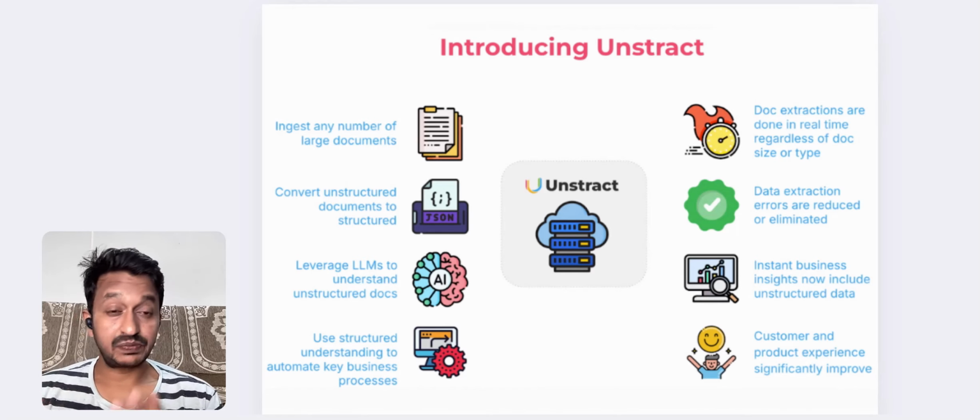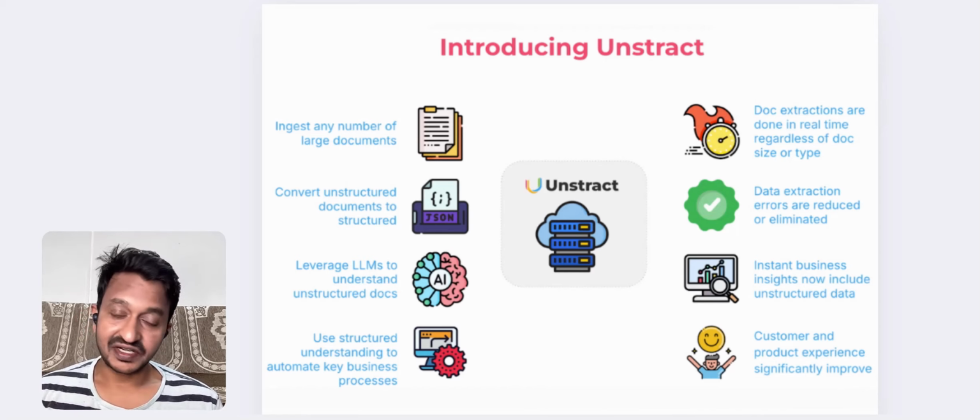So now we all know that LLMs can sometimes hallucinate. So Unstract has a smart fix for that. It uses something called LLM challenge, where a second model verifies the output. If they don't agree, the result is rejected. That's built-in trust.